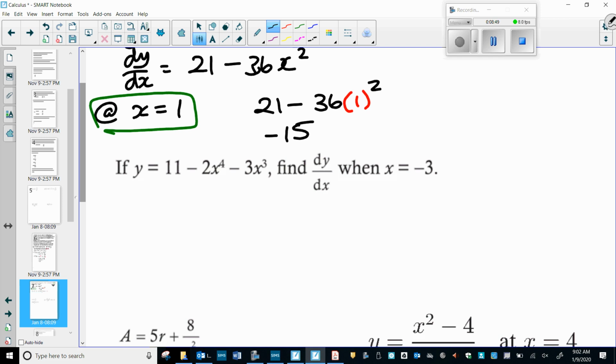Okay, if y is equal to blah blah, find dy dx when x is equal to negative 3. What's equal to dy dx?